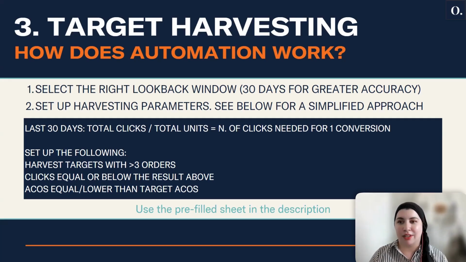Then in the calculation that I spoke to you about in the previous slides, where you calculate your target ACOS, as a result of that calculation, you will also have the number of clicks that are necessary for a conversion. So use a number of clicks that is equal or below that number as a parameter. You obviously don't want a target that takes 3 times the amount of clicks, hence 3 times the spend to generate a conversion. And finally, set up an ACOS that is equal or lower than the target ACOS. Again, you don't want a target that generates an order at a 70% ACOS, for example.